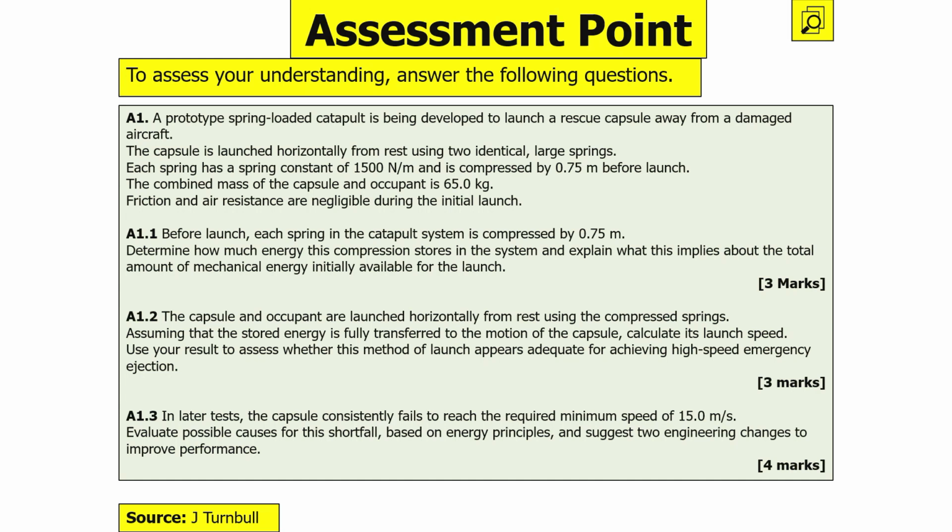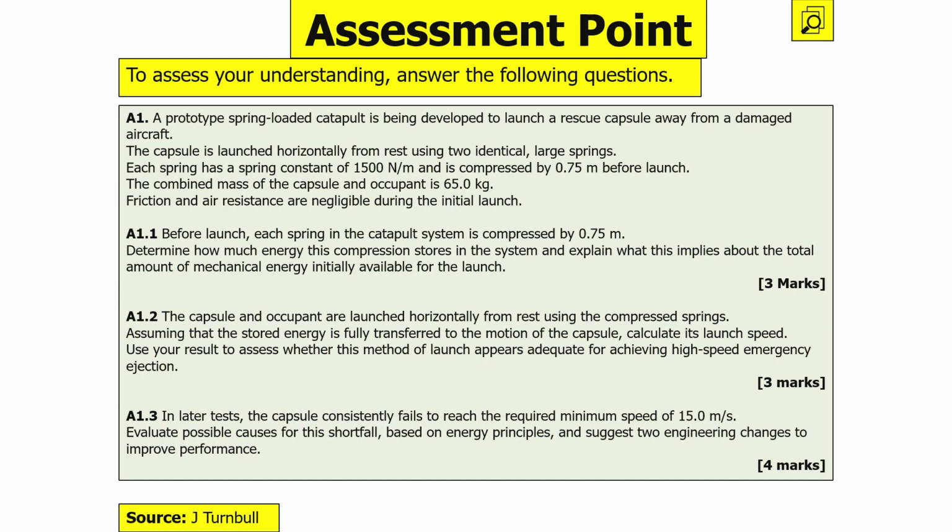Before launch, each spring in the catapult system is compressed by 0.75 meters. Determine how much energy this compression stores in the system and explain what this implies about the total amount of mechanical energy initially available for the launch. The capsule and occupant are launched horizontally from rest using the compressed springs. Assuming that the stored energy is fully transferred to the motion of the capsule, calculate its launch speed. Use your result to assess whether this method of launch appears adequate for achieving high-speed emergency ejection.